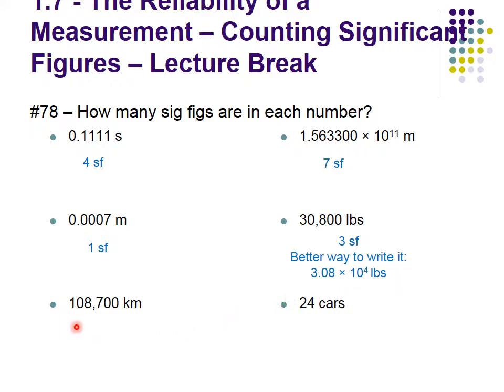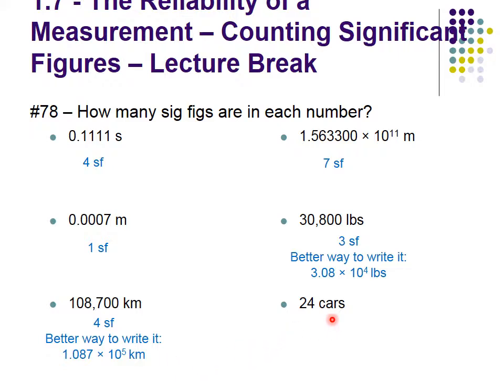This number is going to give us the same troubles. The 1, 8, and 7 are all significant. We have an interior 0, so we have 4 sig figs, and then we have these trailing zeros. So we have 4 sig figs, and we can write it in scientific notation to avoid any confusion.